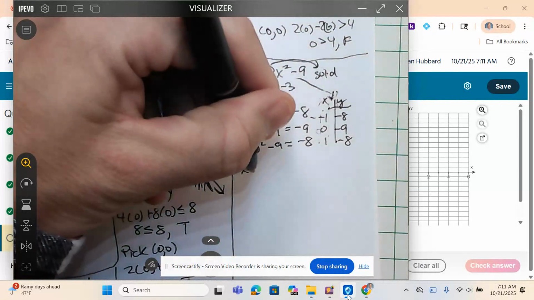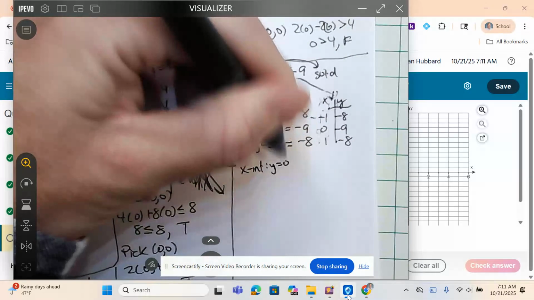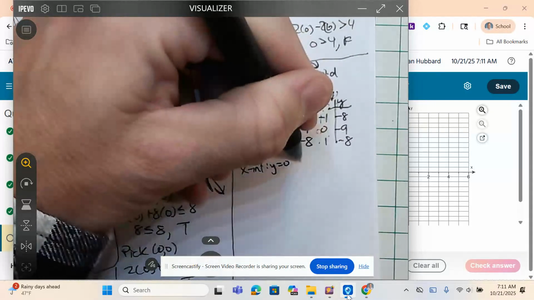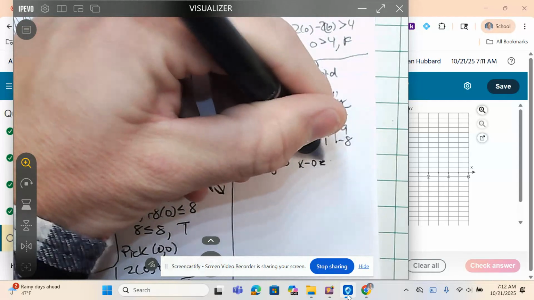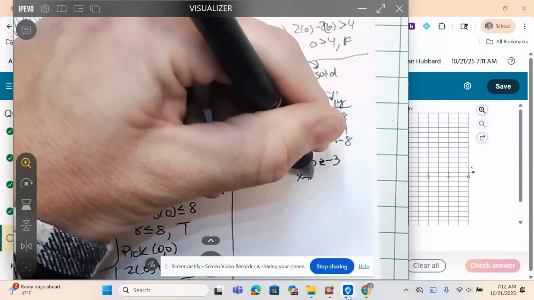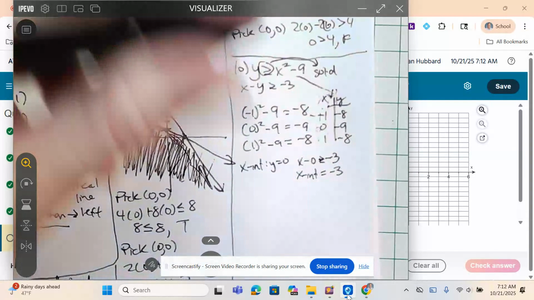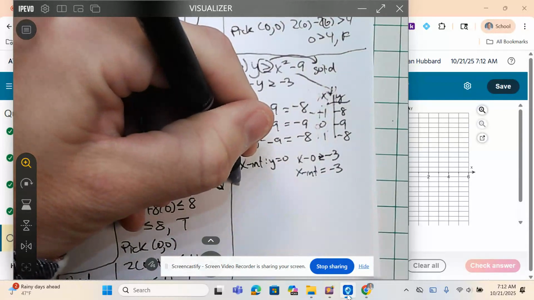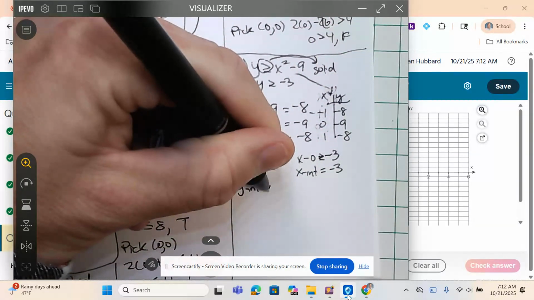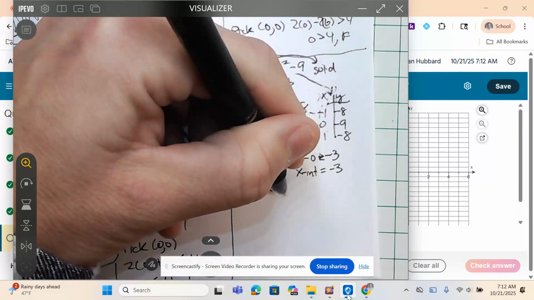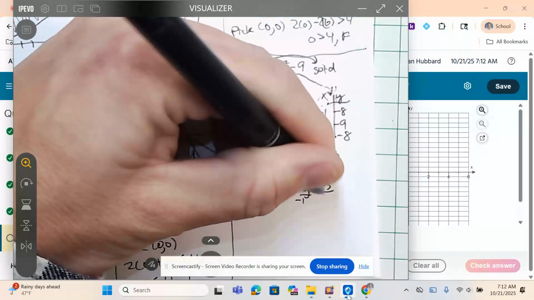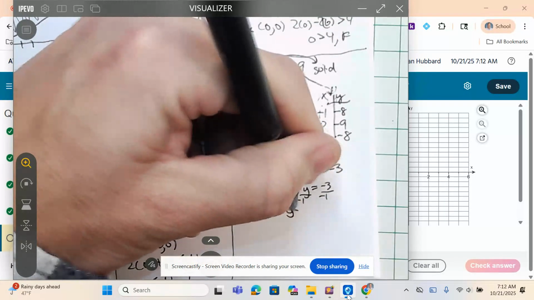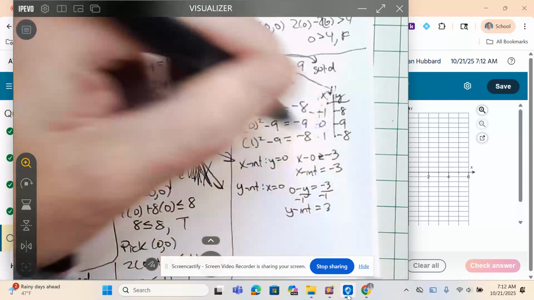So to find the x-intercept, make y equal 0. So x minus 0 is greater than or equal to -3. So the x-intercept is equal to -3. Now to find the y-intercept, make x equal 0. So 0 minus y is equal to -3. Divide by -1, divide by -1. The y-intercept is equal to 3.